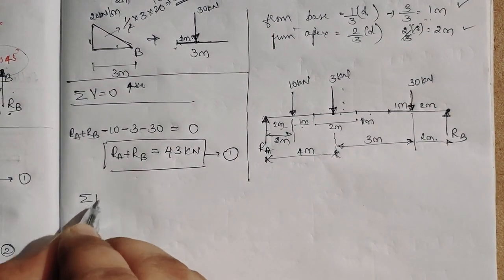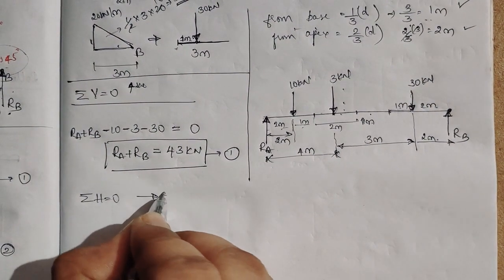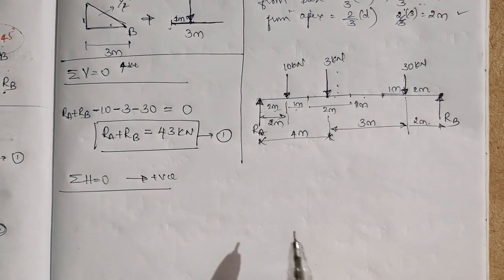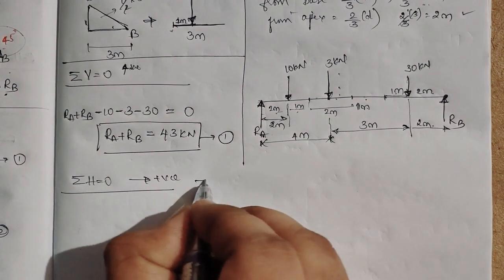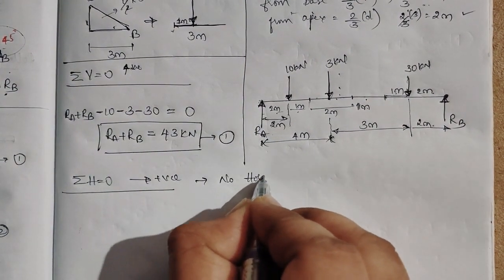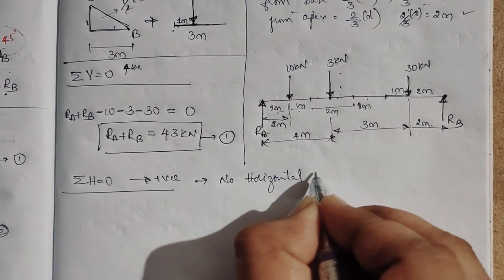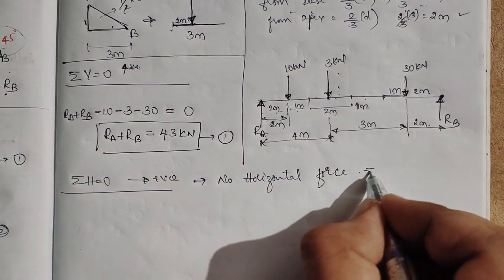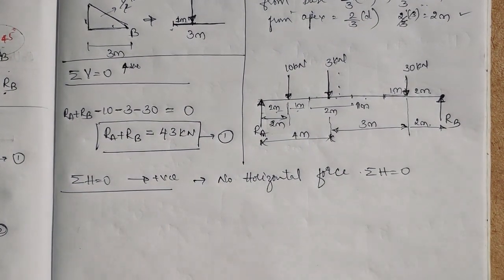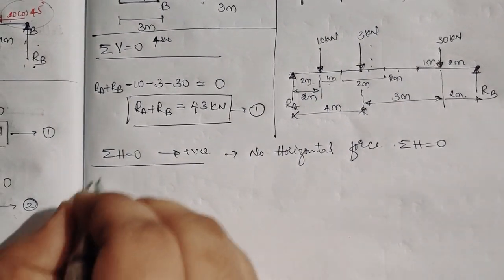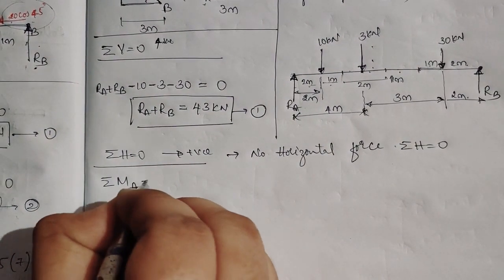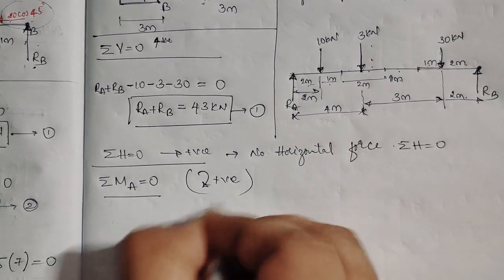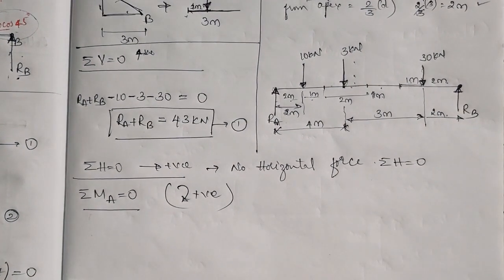Now I'll come to the horizontal forces equal to 0, taking left to right as positive. So what are the horizontal forces? Any horizontal forces can you see? There is no horizontal force. You have to comment on it in the exam. That is sigma H equal to 0. Then we will directly come to the moment. Summation of moment about A is equal to 0, taking clockwise as positive.